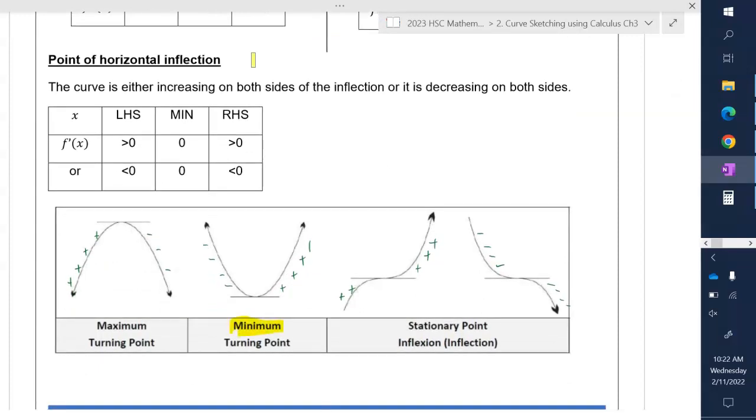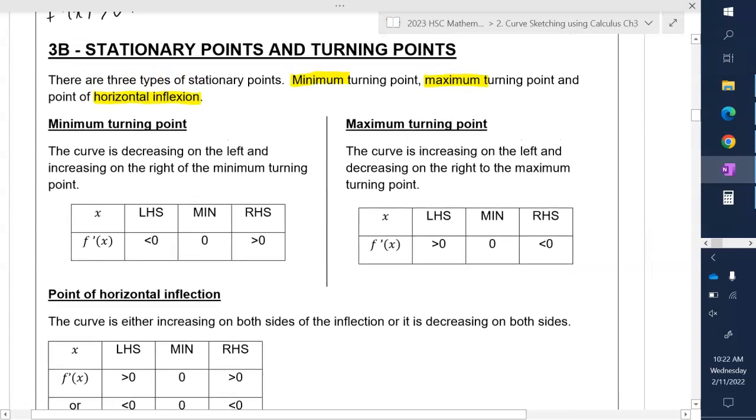A minimum moves towards the turning point and it has a negative dy/dx to start with, a 0 dy/dx, and then a positive dy/dx. So let's have a look. That's what it says up here. The curve is decreasing on the left and increasing on the right of the minimum turning point. So here's our turning point here.